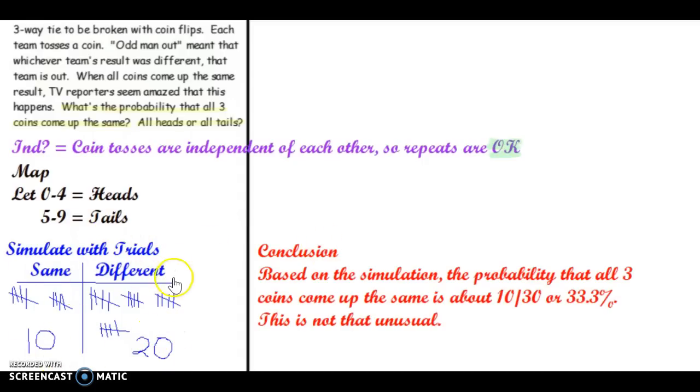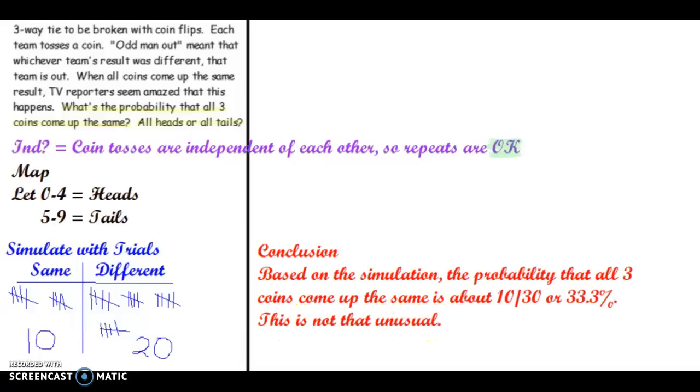Now that we have all of these trials run and we have our data values, we can write our conclusion. So in this conclusion, I've said, based on this simulation, the probability that all 3 coins come up the same is about 10 out of 30, or 33.3%. This is not that unusual.